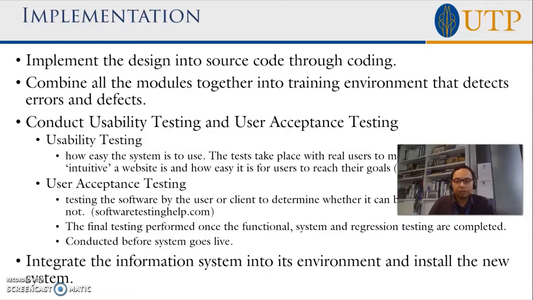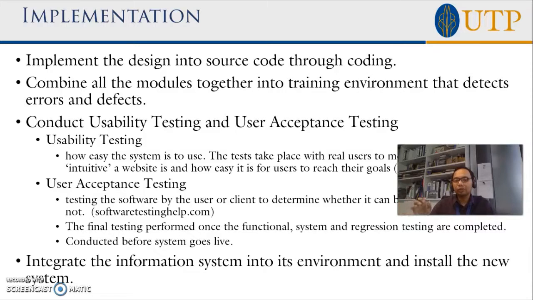User acceptance testing is to ensure that all the requirements that has been stated by the user is working and the user is accepting that. Okay, so for user acceptance testing, or UAT, is about testing the software or the system by the user or client to determine whether it can be accepted or not. So if the system allows for a certain report to be produced, then the system must produce that report.